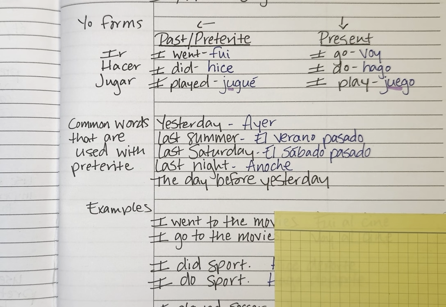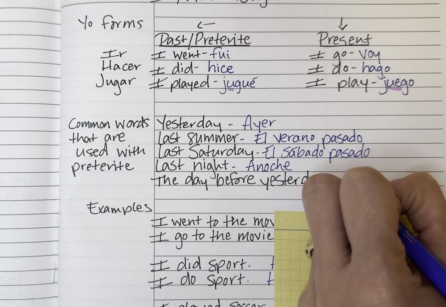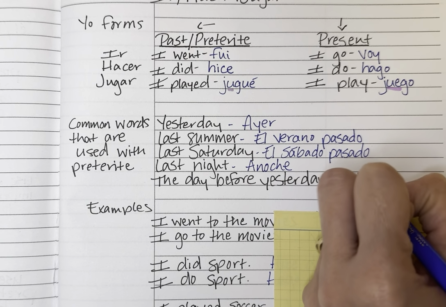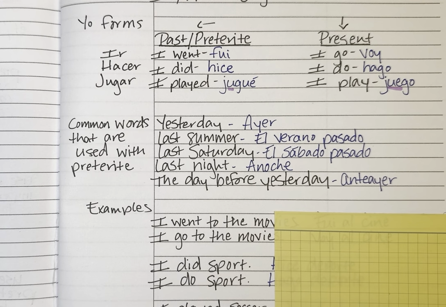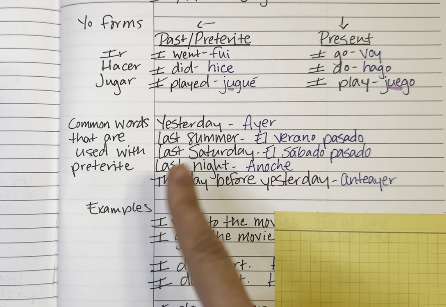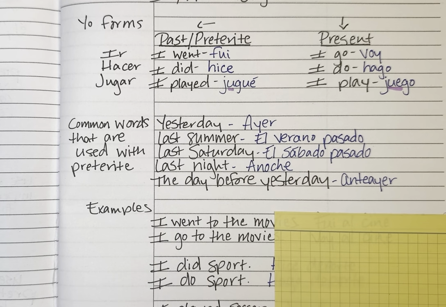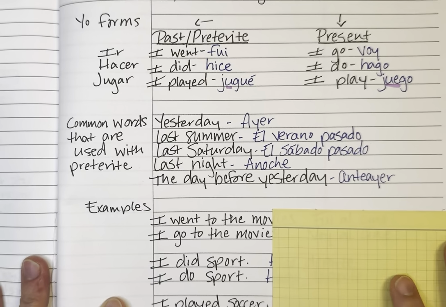And the day before yesterday, there is a word for the day before yesterday in Spanish. It is anteayer. All right. So when you see these words in a sentence, that's going to clue you in that you'll probably use the preterite tense of the verb. Okay, so let's look at some sentences comparing the present and the preterite tenses.